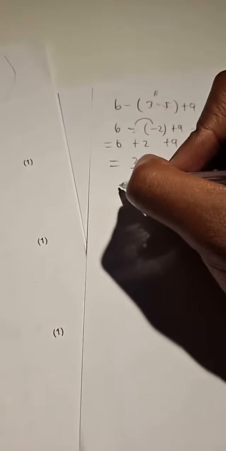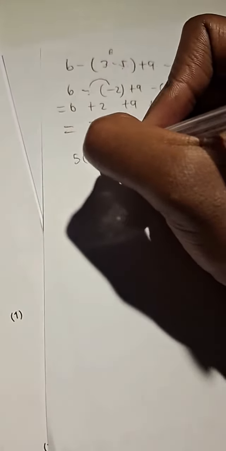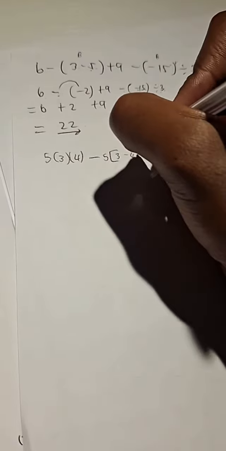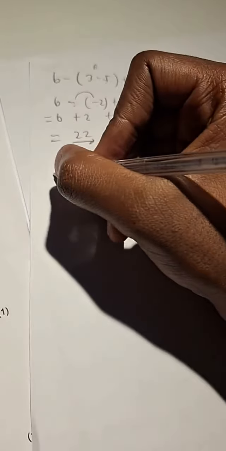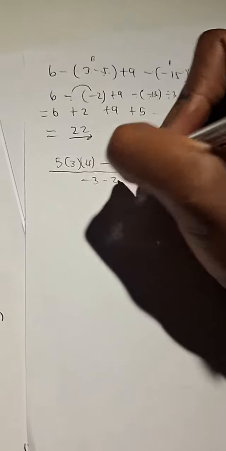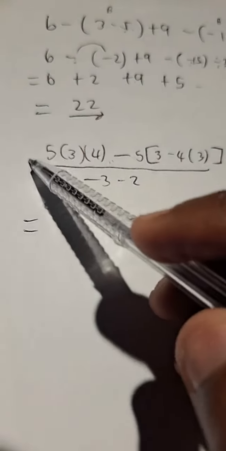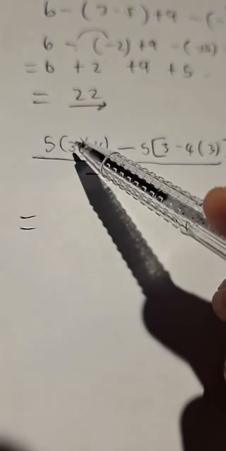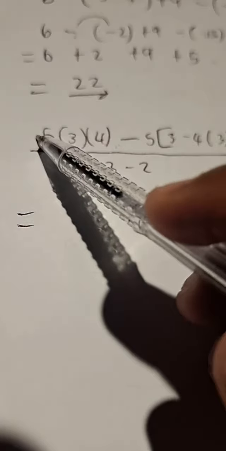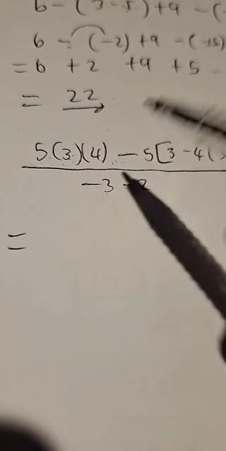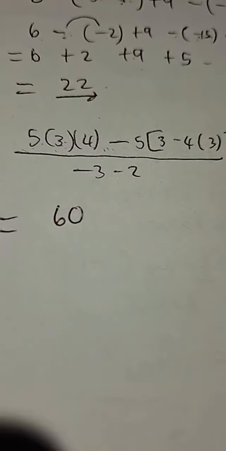So if we go ahead and rewrite this: 5 into 3 into 4 minus 5 into 3 minus 4 into 3, over negative 3 minus 2. Okay, B for brackets means let's take care of this together. Remember the relationship between 5, 3, and 4, because the brackets mean multiply. Let's take care of that. What's 5 times 3? That's 15. What's 15 times 4? That gives us 60.